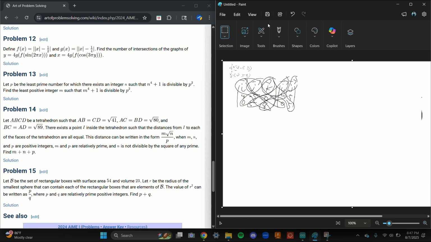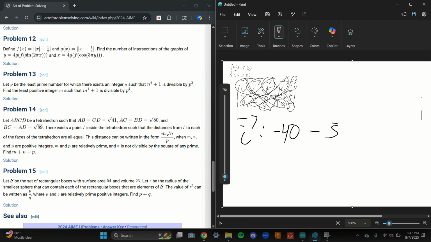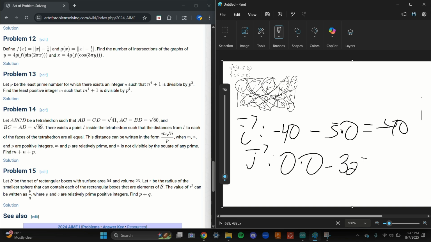Okay, our first product is gonna be for I hat. So I hat is going to be negative 40 minus negative 5 times 0, which is going to be negative 40. J hat is going to be 0 times 0 minus 32. And that's just going to give negative 32.